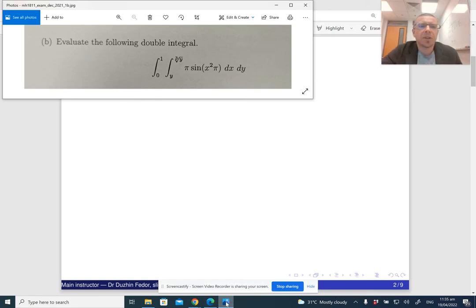All right, the next question is a double integral. Notice that in this double integral, if you try to integrate with respect to x first, like we're supposed to do according to the order of integration, then we won't be able to do it, because you can't find the integral of sine of x squared in closed form. So we need to switch the order of integration and then do the integration.